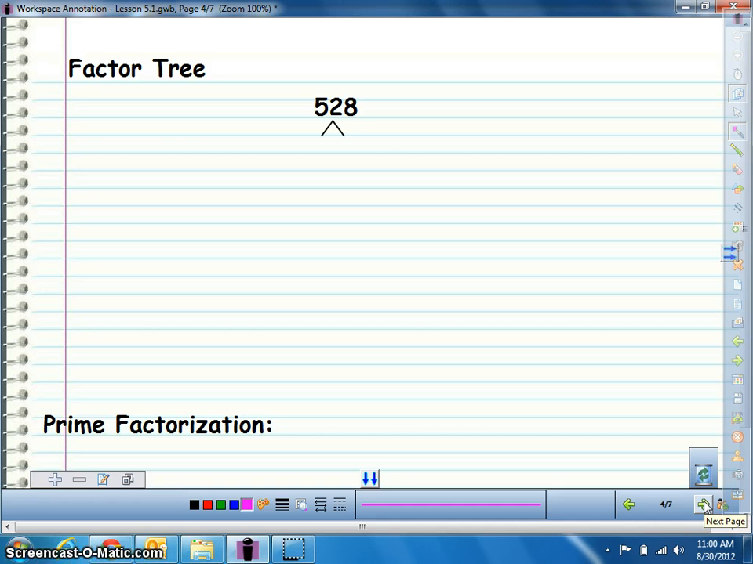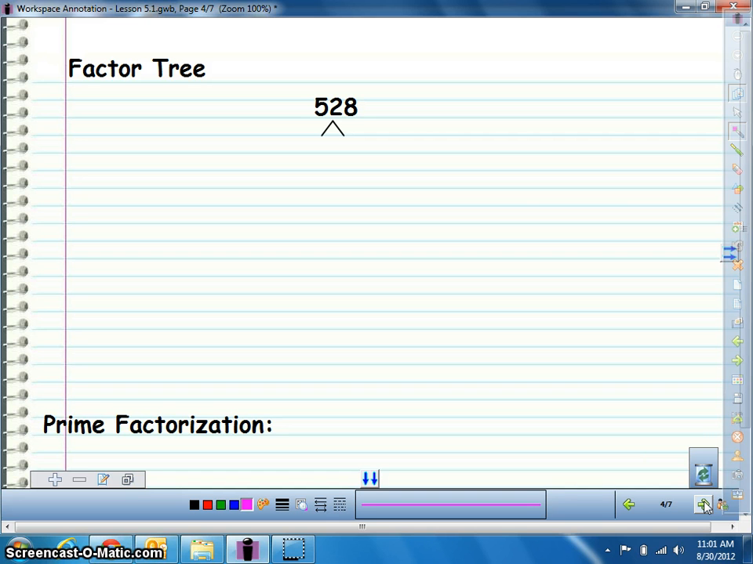We're going to be talking about a factor tree. And factor trees help us to break down large numbers that we're not very familiar with. I don't know about you, but I'm not overly familiar with the number 528. But I know using my rules of divisibility in a factor tree that I can break it down into more familiar numbers to get that prime factorization.